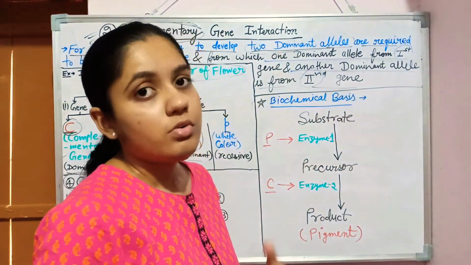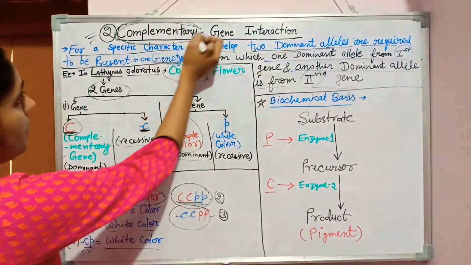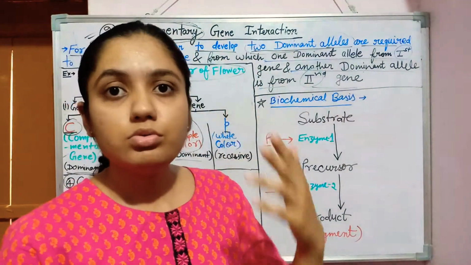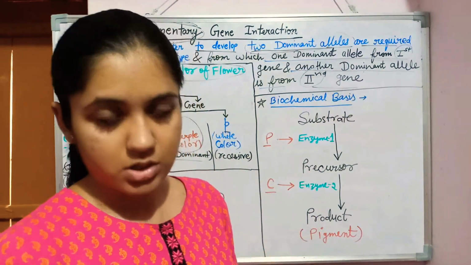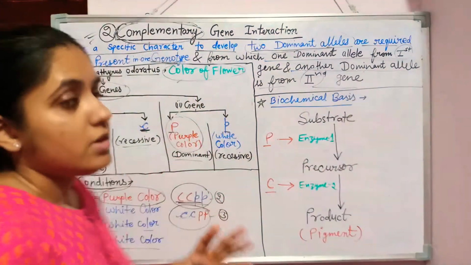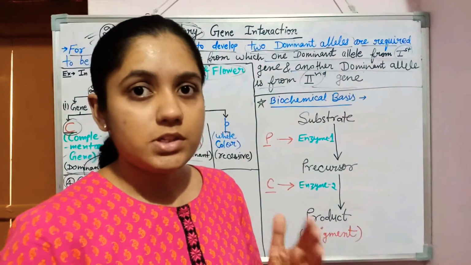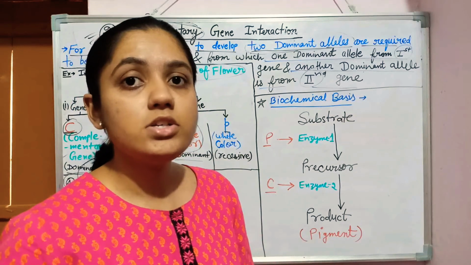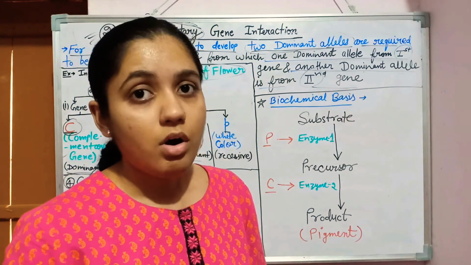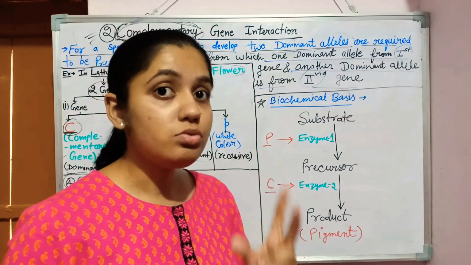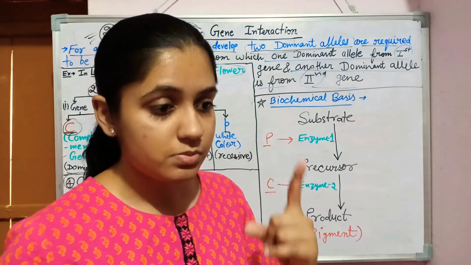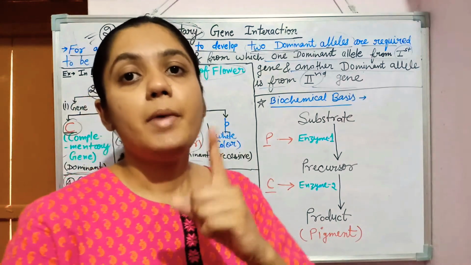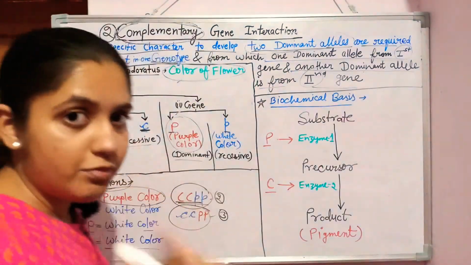Okay, so what is the meaning of the term complementary? Complementary means that in this gene interaction two genes are complementary to each other. It means that to develop a specific character, specific combinations of the alleles of two different genes must be present in one genotype. So we can understand it by the definition and the example.